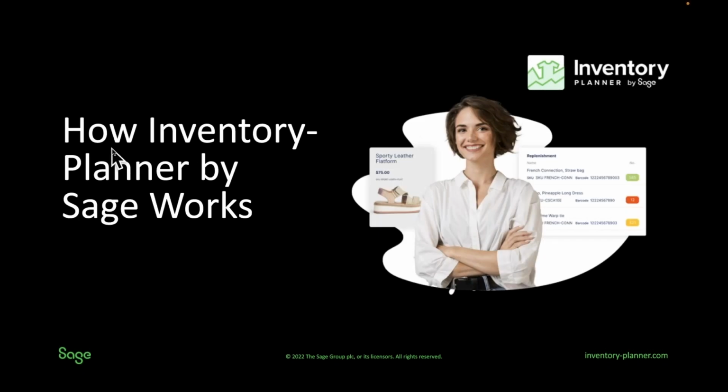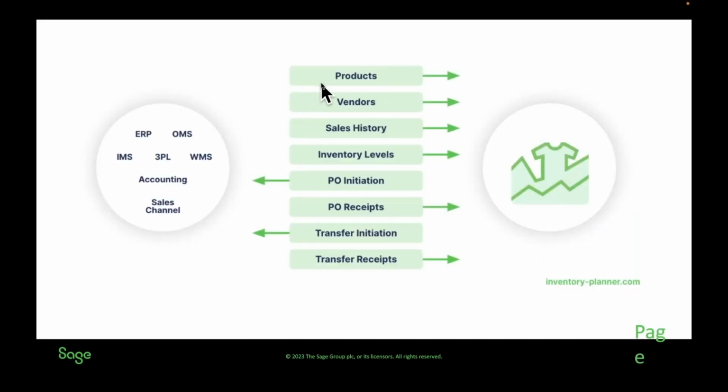Okay, but moving on, we want to talk a little bit more about how Inventory Planner by Sage actually works. So the first thing I'd like to pull up is a slide here that just shows the data that Inventory Planner by Sage needs in order to do its job. Now, before I get ahead of myself, I should mention, it doesn't really matter where we get this data. We just need this data in order for the application, I should say, to do its job.